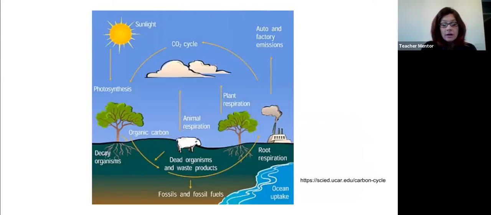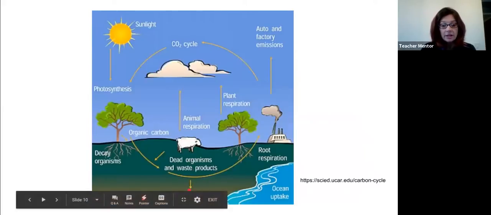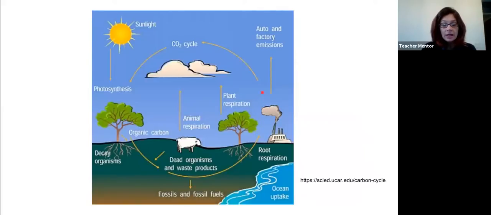Okay? When an organism dies and starts to decay, it does emit carbon dioxide, which then we get the fossil fuels. Okay, then we can continue our cycle over to root respiration, and then we can have some emissions from the auto and factories from burning fossil fuels, and then we can go to the cycle again. Again, there's lots of different directions that the carbon can take, but it all leads to the same outcome.